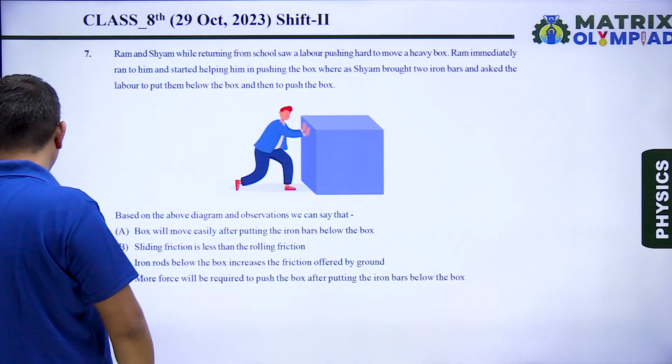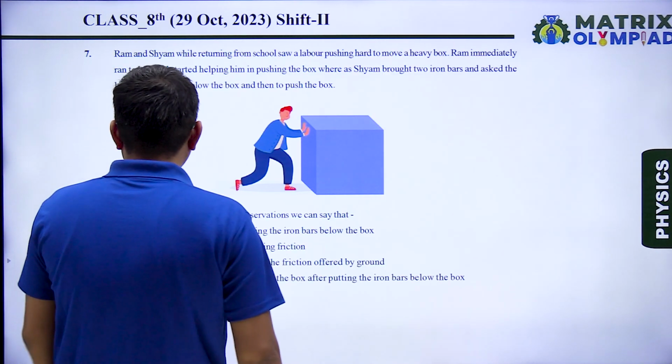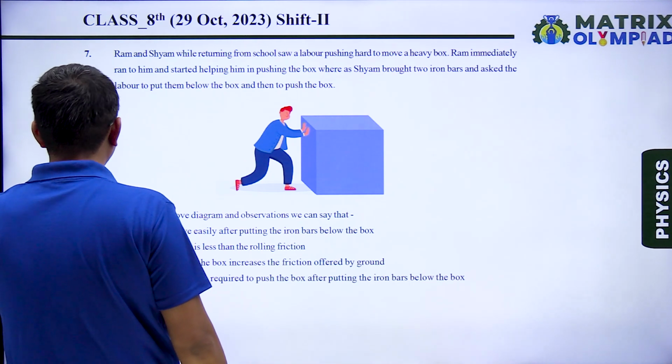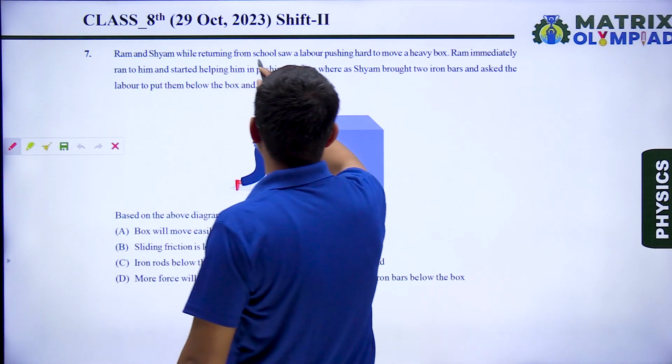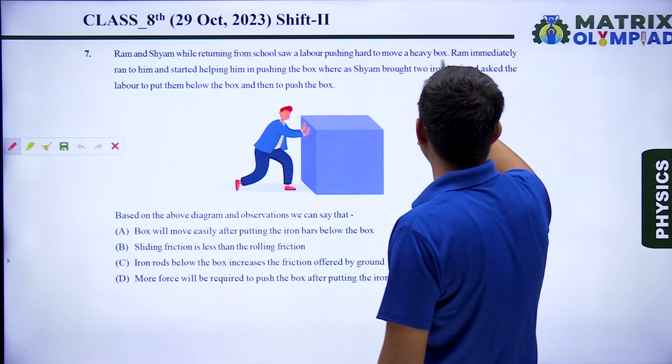Next question, number 7. Here it is said, Ram and Shyam, while returning from school, saw a laborer pushing hard to move a heavy box.